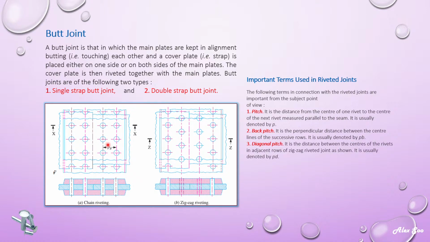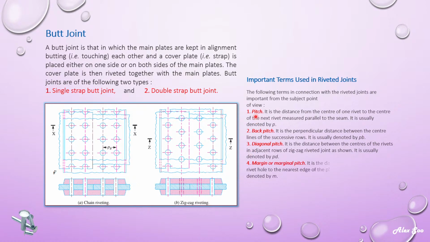Then you have the diagonal pitch, which is the diagonal length between the center of the rivet to the center of the next rivet. That is called a diagonal pitch. Or if it refers to this arrangement here, from the center of this to the center of this, the diagonal length here is called the diagonal pitch. So you have pitch, back pitch, and diagonal pitch. The most important thing is what is a pitch.